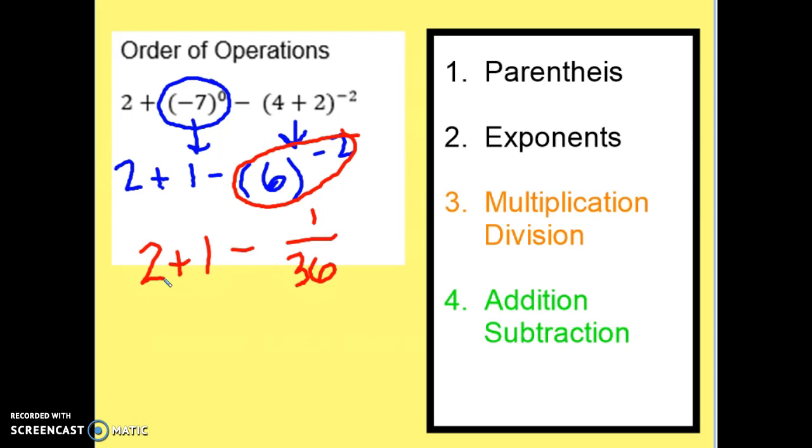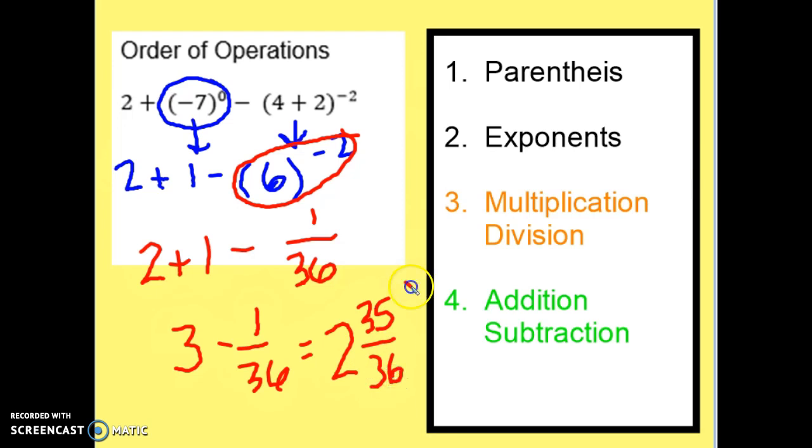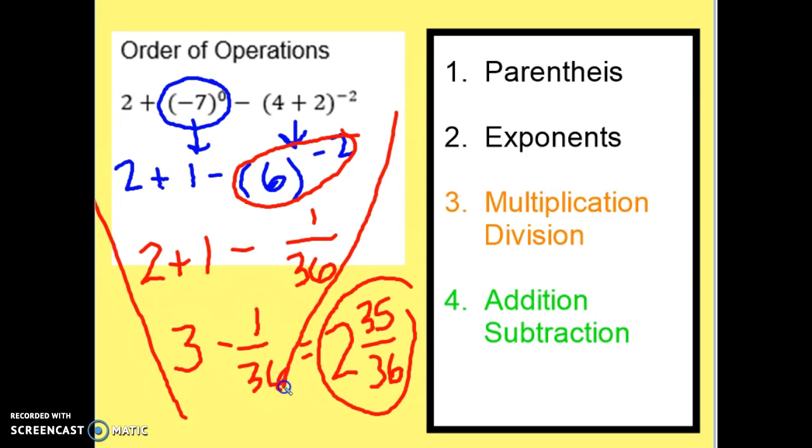So now we can do 2 plus 1, which is 3, and we have 3 minus 1 over 36, and then you can go ahead and subtract, and that's going to result in an answer of 2 and 35/36. So you can see how we funneled our problem down all the way until we had one final answer. We also followed our parentheses, exponents, multiplication and division from left to right, and then addition and subtraction from left to right.